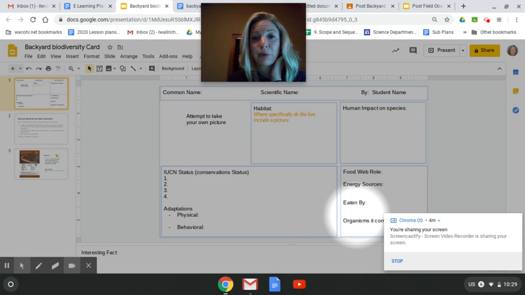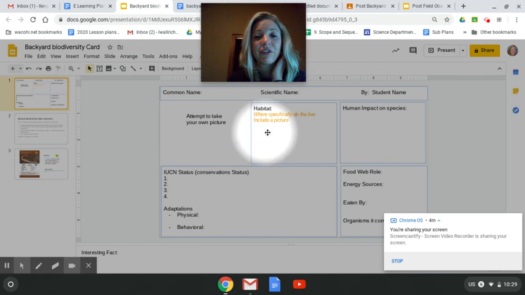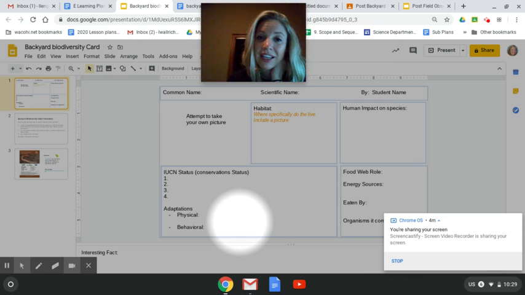For the current assignment, create a backyard biodiversity card for an organism so you can learn more about its adaptations and what important role it plays in its ecosystem.